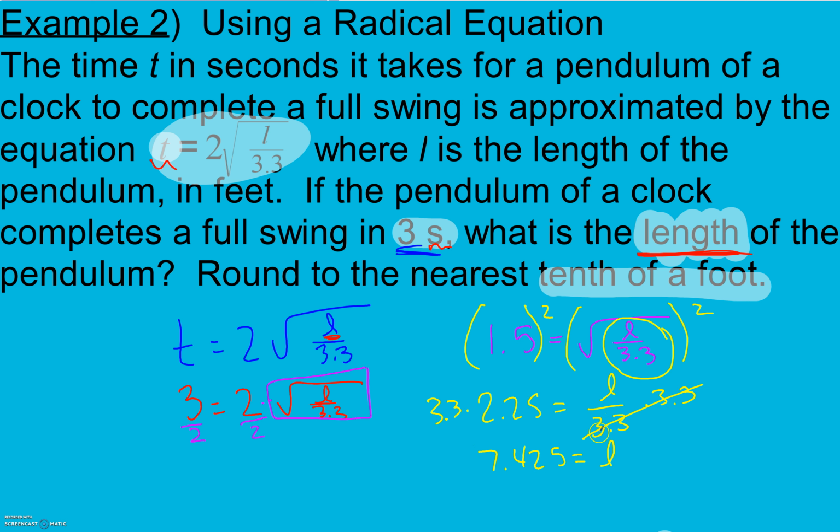7.425 equals L. We're rounding to the nearest tenth of a foot, and L is length in feet. So the tenth spot, 2 decimal places after, is where I look. I look at the 2, which rounds down, so 7.4 feet is my length. Again, our final answer is only going to have 1 decimal place, so we look 2 spots behind it, and 2 rounds down to just 7.4.